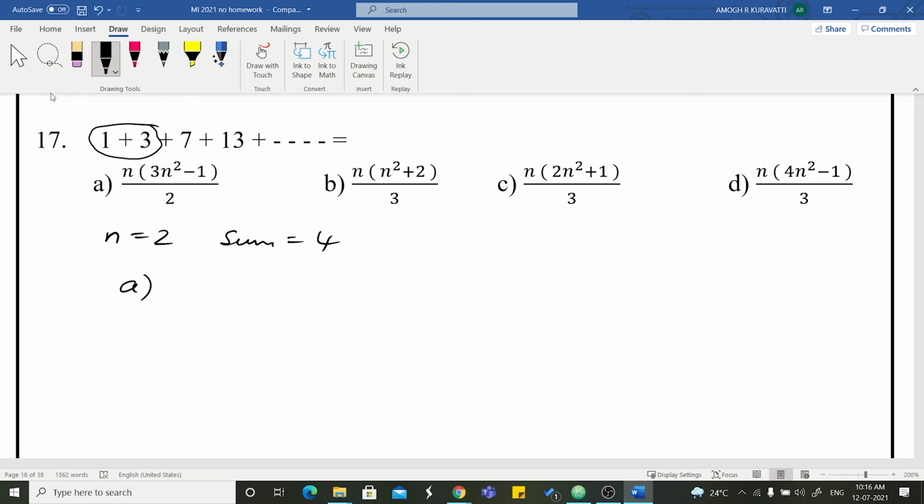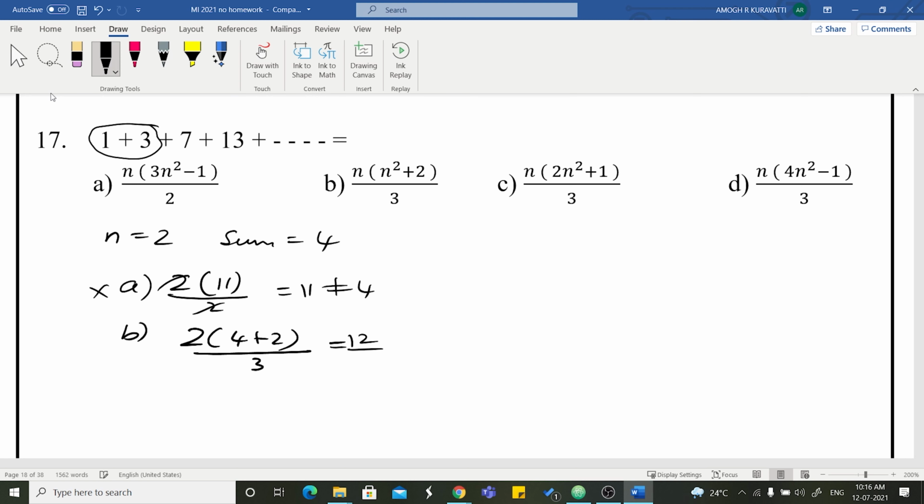Take option A. Put n is 2. 2 of 2 square 4, 3 fours are 12, minus 1, 11 by 2. 2, 2 cancel, that is 11, which is not equal to 4. Option A is wrong. Look at option B. Put n is 2. 2 of 2 square 4 plus 2 by 3. That is 4 plus 2, 6. 6 twos are 12. 12 by 3, that is 4, is equal to 4. So option B is correct. Then check option C once.